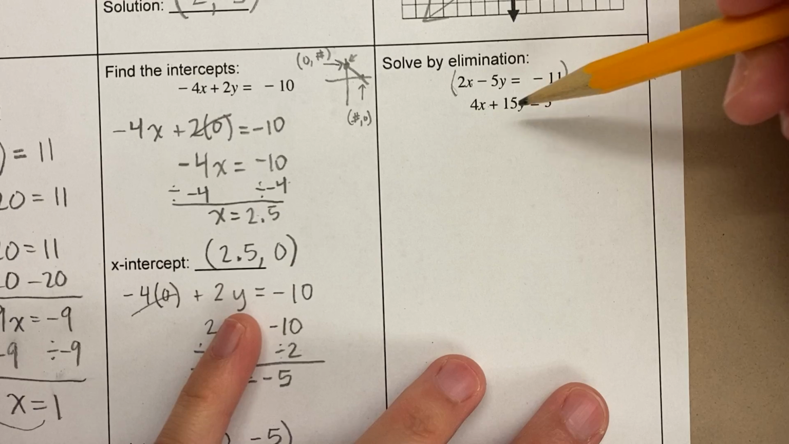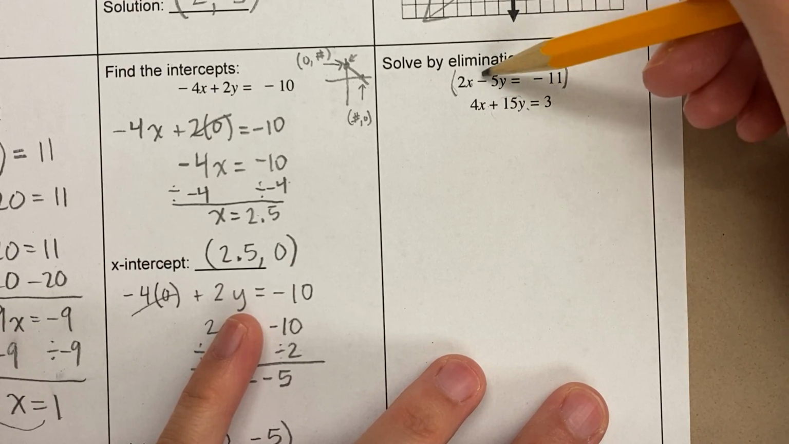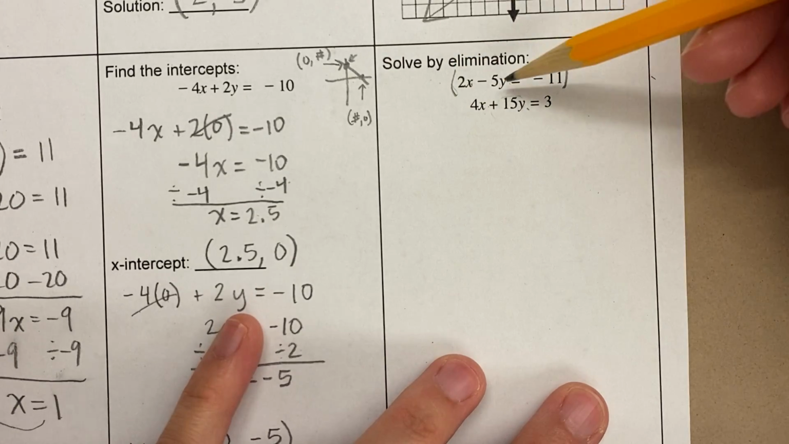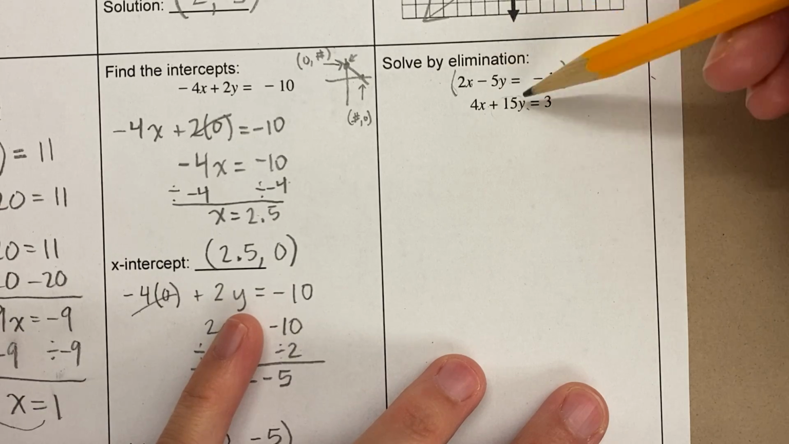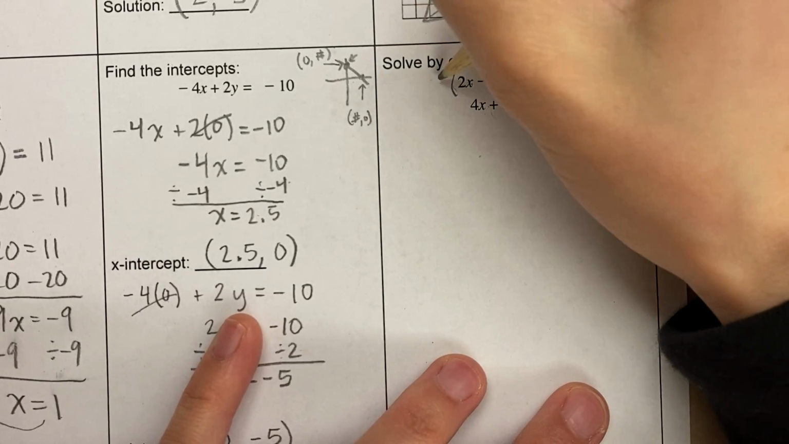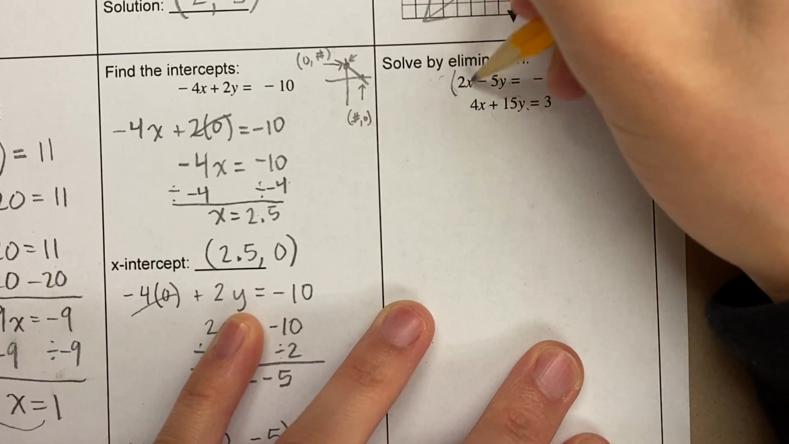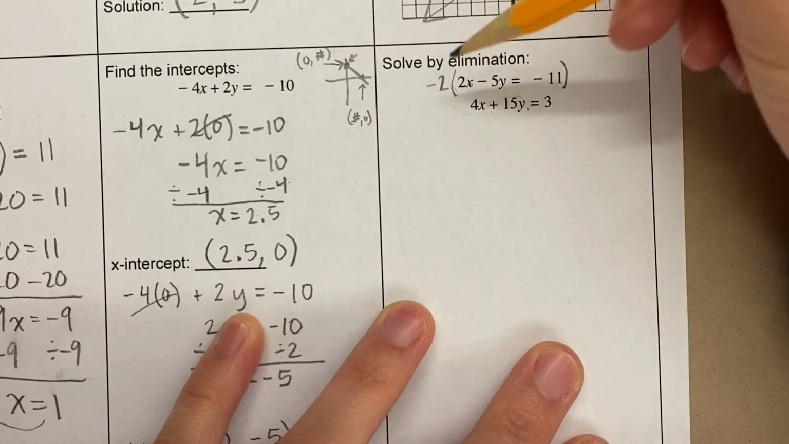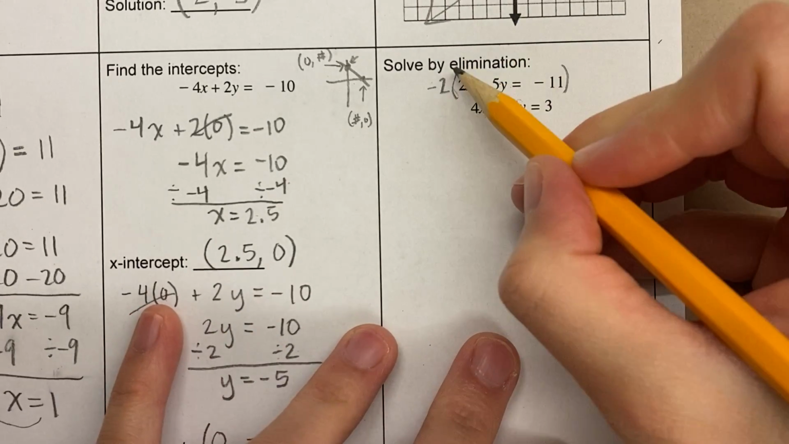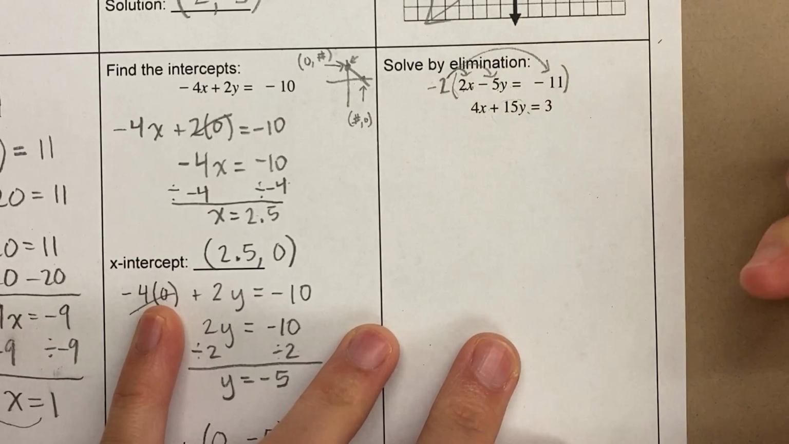My other option is, this is a 15y, and if this was a negative 15y, it would cancel. It's already negative, and it's a 5. If I multiplied this whole equation by 3, this would become negative 15, and then the equations would cancel. Either of those options is equally correct. I'm going to go ahead and just multiply by negative 2. So I'm going to make this 2 into a negative 4. But remember, I could have put a 3 right here, and I would end up with the same answer at the end.